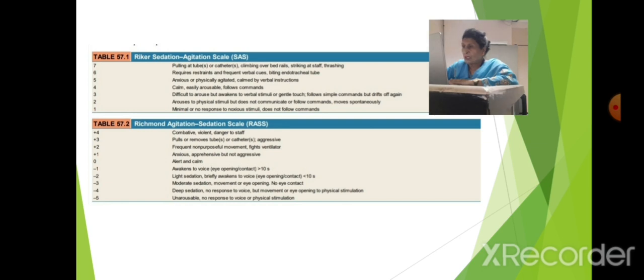-1: awakens to voice, eye opening and contact for more than 10 seconds. -2: light sedation, briefly awakens to voice, eye contact for less than 10 seconds. -3: moderate sedation, movement or eye opening to voice, but no eye contact. -4: deep sedation, no response to voice. The patient doesn't respond when you call them by name, but opens eyes or moves to physical stimulus, once touched over the shoulder. -5: unarousable, no response to voice or physical stimulation.